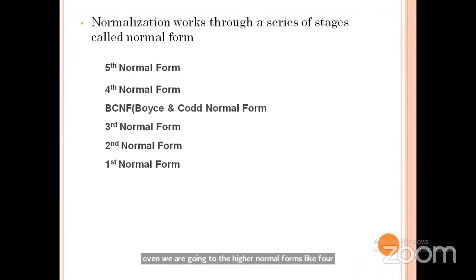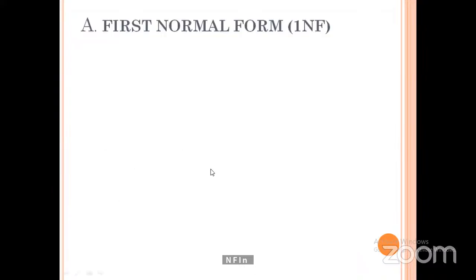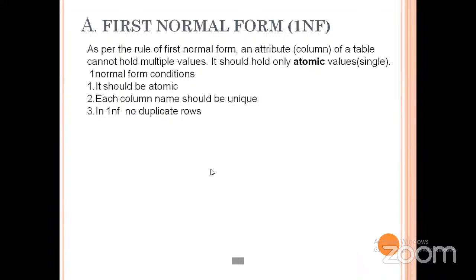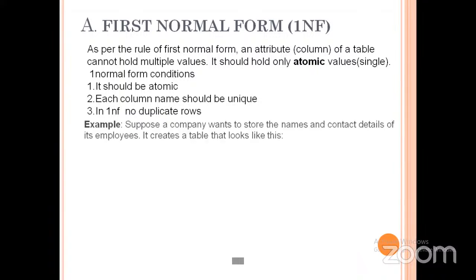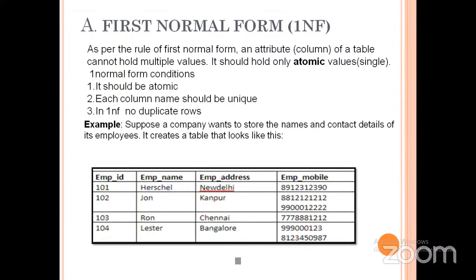First normal form, this allows the multi-valued attribute. Now let's see first normal form. So what is meant by first normal form? A relation will be in first normal form if it contains an attribute or a column.